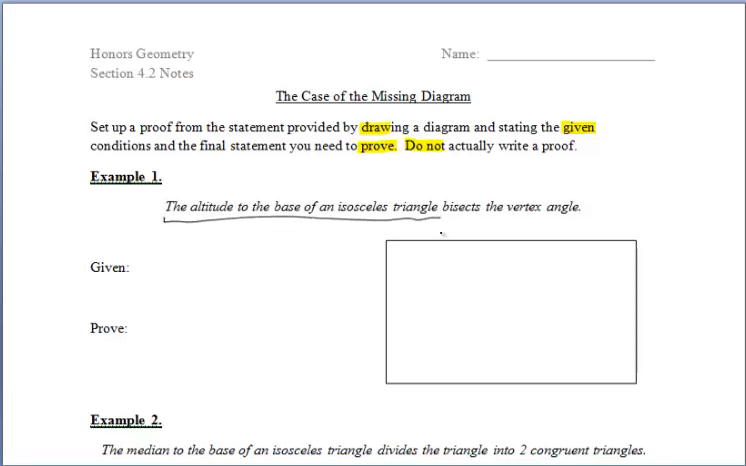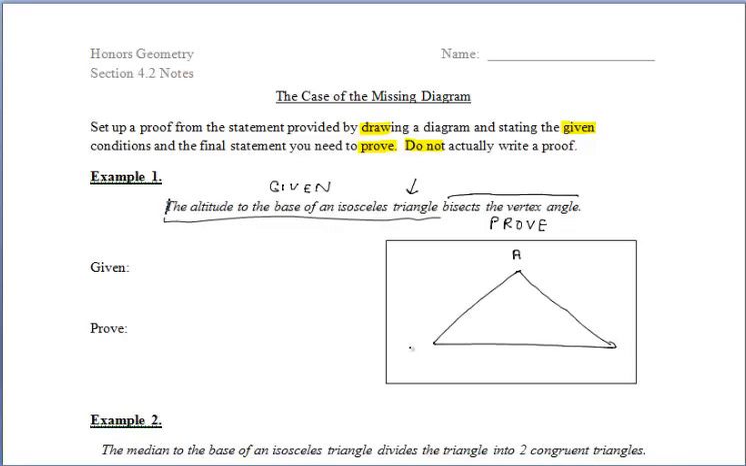It says the altitude to the base of an isosceles triangle bisects the vertex angle. So we're given an isosceles triangle, and we have an altitude being drawn to the base. And we want to prove that that altitude bisects the vertex angle. So I'm drawing a triangle first since that's the shape we're working with. I labeled it ABC. You could choose whatever letters you'd like.